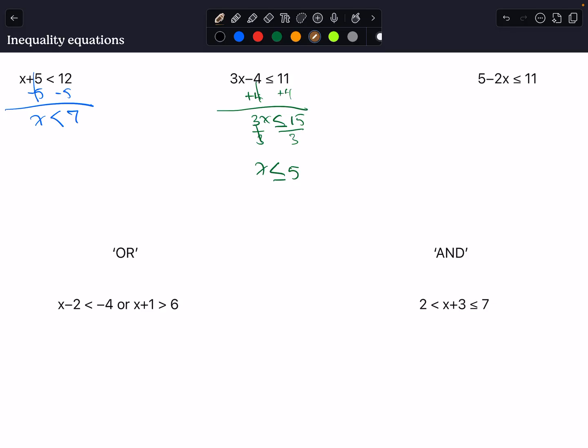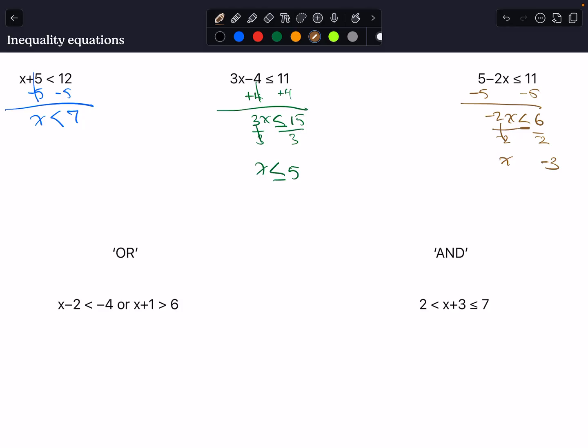5 minus 2x is greater than or equal to 11. First, you want to get x by itself, minus 5 on both sides. Minus 2x is less than or equal to 6. And here, divide by negative 2 on both sides. And the value that we have for x is going to be negative 3. But the interesting thing is that anytime we divide across inequalities, the sign changes and it flips.